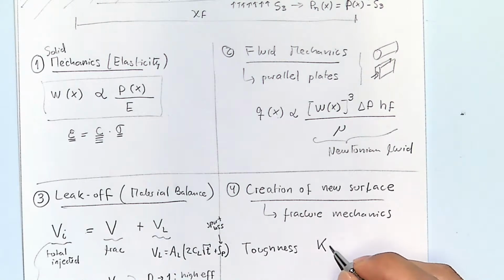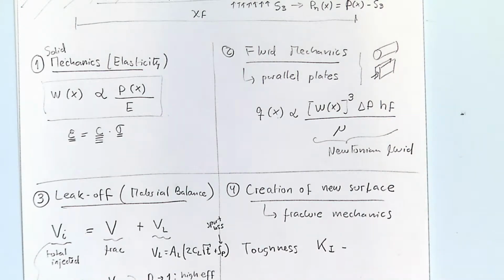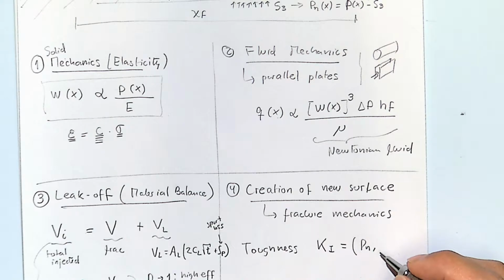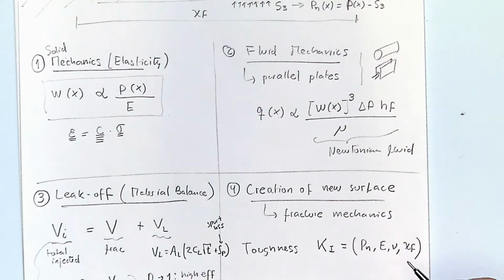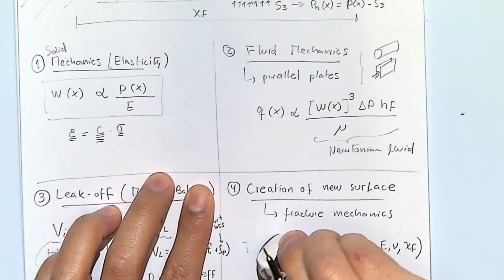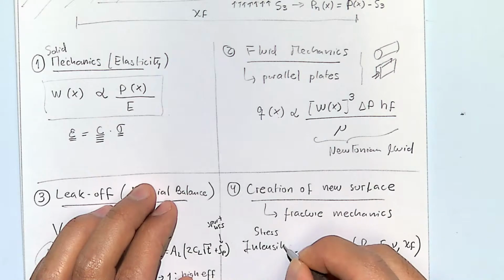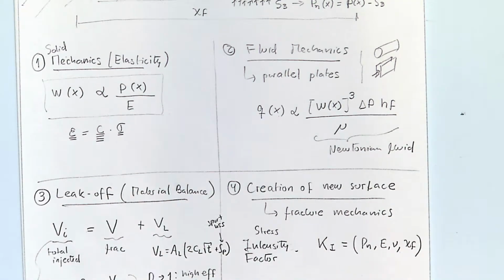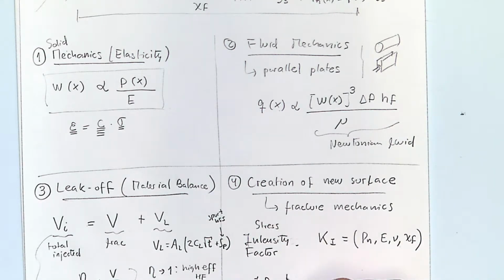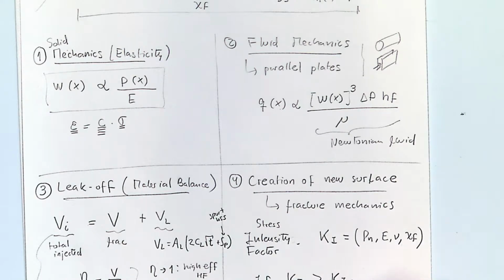And we're going to run an experiment today to measure that toughness. That toughness goes by K. And usually when we refer to tensile fractures, it goes by K_I, is the toughness or the intensity factor in open mode fracture. And that intensity depends on the net pressure, depends on the Young modulus and the elastic property of the rock, and it also depends on the length of the fracture. So let me, I'm getting ahead here of what I want to say. This is called stress intensity factor.